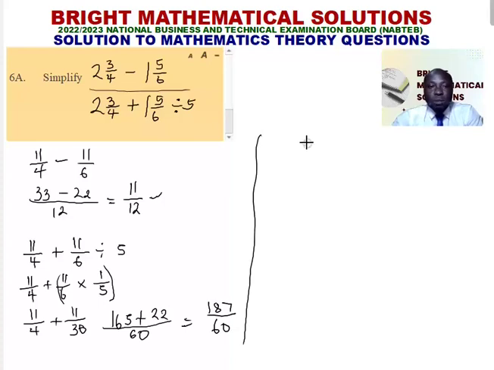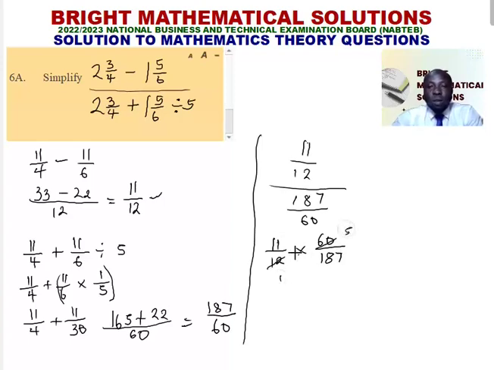So let us bring the two together. Remember, the numerator gives us 11 over 12, and this gives us 187 divided by 60. So we can convert this division into multiplication. That's 11 divided by 12 multiplied by 60 divided by 187. So 12 goes into 12 once, 12 goes into 60 five times, 11 goes into 11 once, 11 goes into 187 seventeen times. So our final answer is 5 divided by 17.